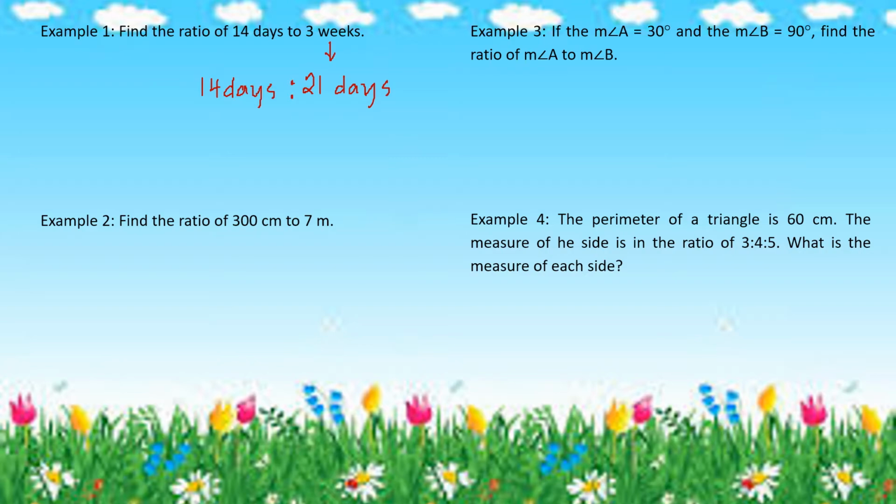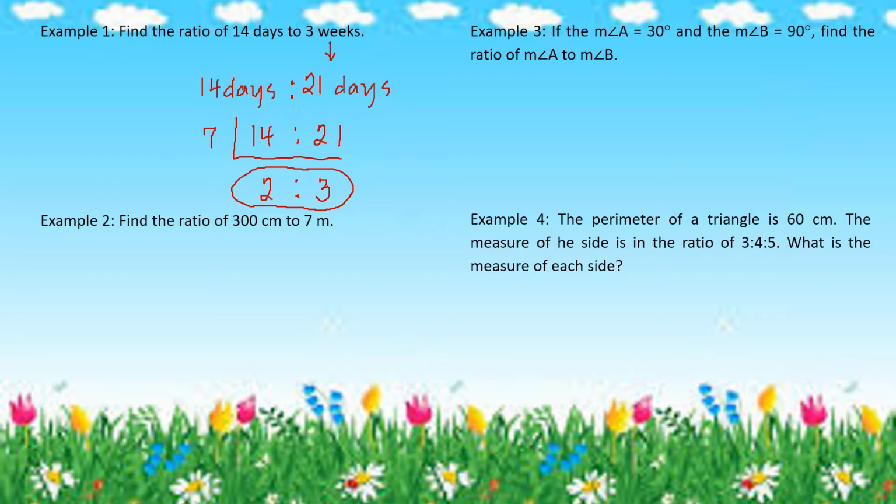We are now dealing with the same unit. So we have 14 is to 21. If you try to observe, we can still simplify this. Both 14 and 21 can be divided by their GCF, which is 7. If we divide 14 by 7, we get 2. If we divide 21 by 7, we get 3. Therefore, the ratio in simplest form of 14 days to 3 weeks is 2:3.